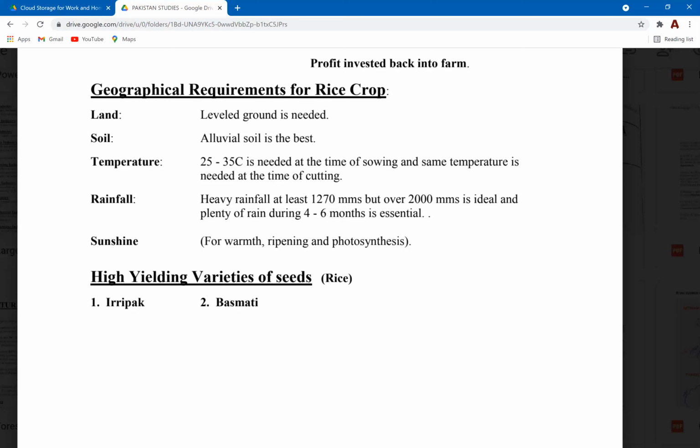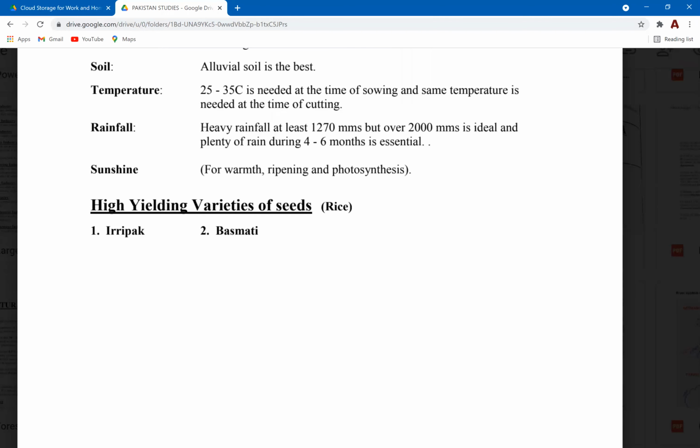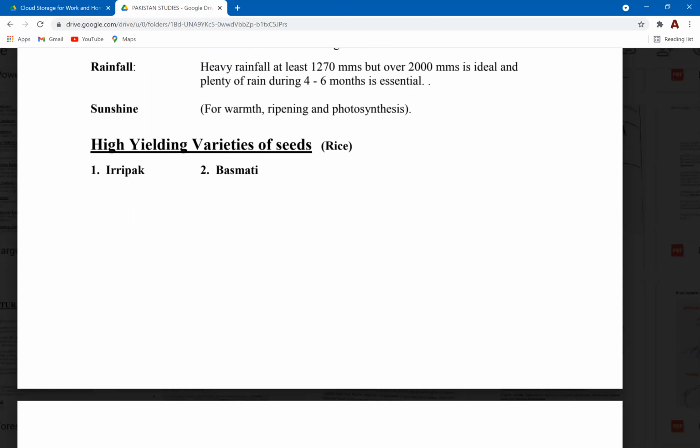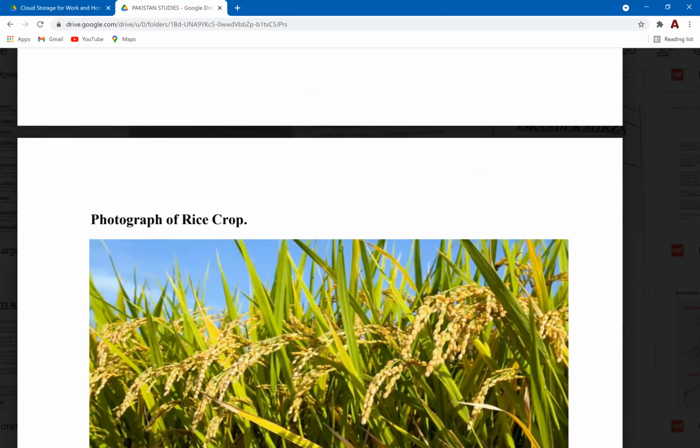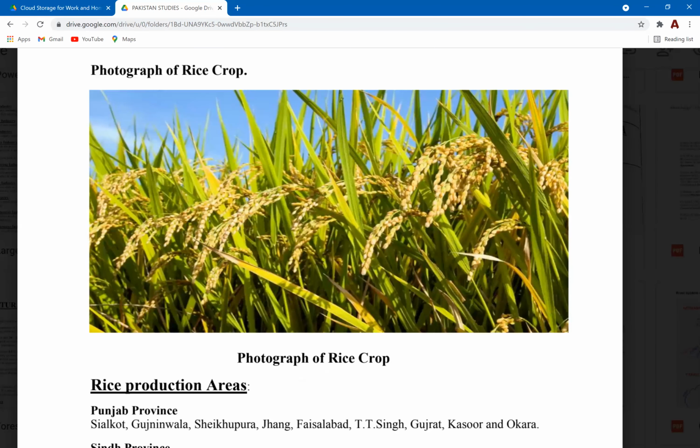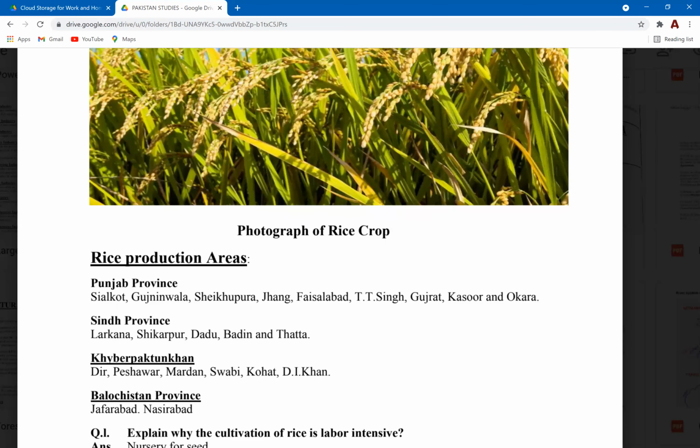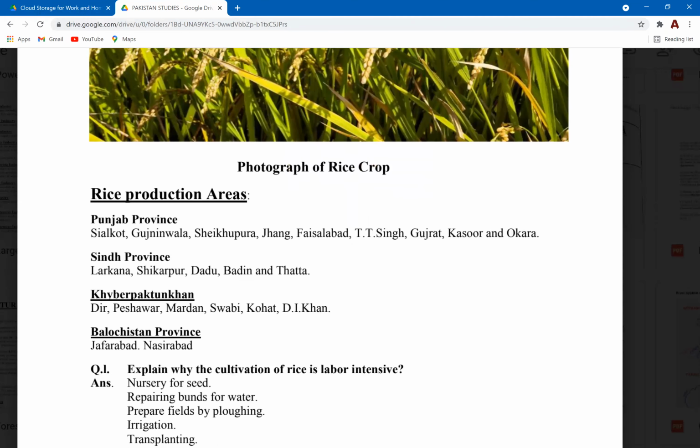The types of rice seeds are Area Park and Basmati, the high yielding varieties. You would have heard of these names in homes, in the houses as well. The best quality of rice available. And this is a picture of the rice crop. Production areas, Punjab: Sialkot, Gujranwala, Sheikhupura, Jhang, Faisalabad, all of these areas are within Punjab. Sindh: Larkana, Shikarpur, Padidan. Khyber Pakhtunkhwa: Dir, Peshawar, Mardan. And similarly, few areas of Balochistan as well.